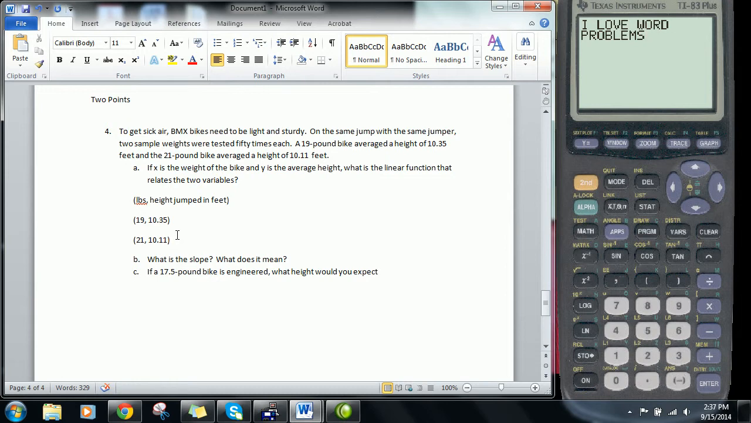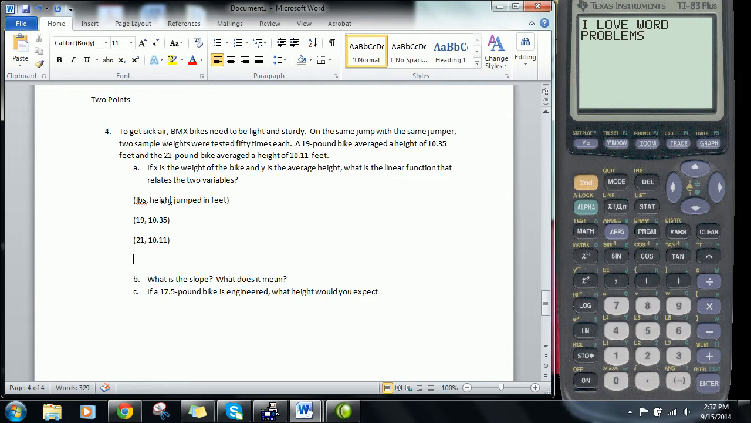So what I need to do now is calculate the slope. To calculate the slope, I need to use change in height over change in pounds. So the change in height is, and I'll do this one out, 10.35 minus 10.11. I'm finding the slope because I need that to find the equation of the line. I could have done this in my head. Oh well. So it's 0.24. Now I want to divide the change in height by the change in pounds, which is 21 minus 19, which is 2. So 0.12 is my slope.